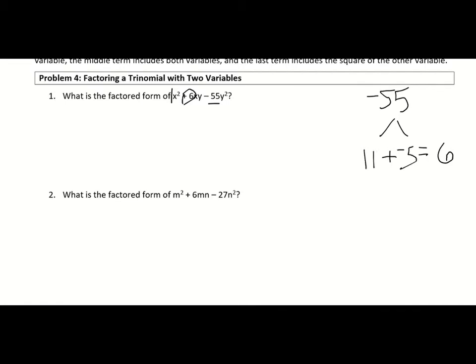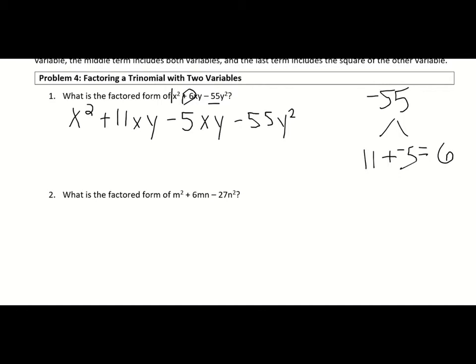Now, the different part that's going to come in is when we rewrite it. When I rewrite the polynomial this time, it's going to be x squared plus 11, but instead of just x, it's xy in the middle. Minus 5, instead of just x, it's xy in the middle. Minus 55y squared.